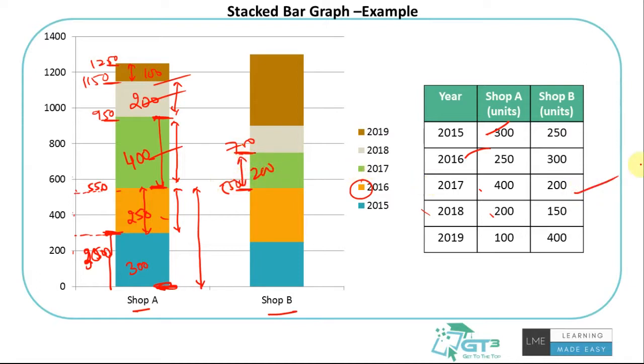That's how we read it. And this is how you see a stacked bar graph. This is still a bar graph, but stacked because it is sitting one over the other, right? That's why it's called stacked. Put one over the other, on top of the other.